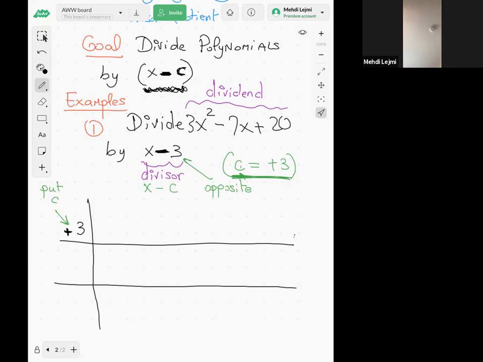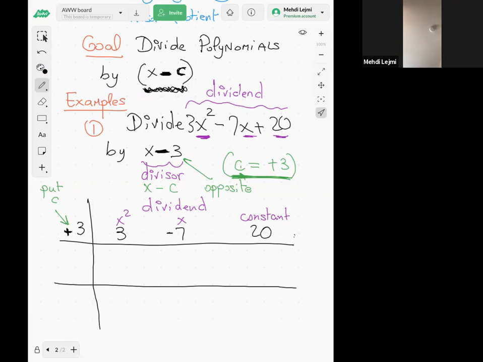And then in the next column, we're going to put the dividend. Your dividend starts with x squared, then x, and then a constant. So how many x squared in the dividend? We have 3x squared. How many x's? We have minus 7x. And the constant is 20. All right.